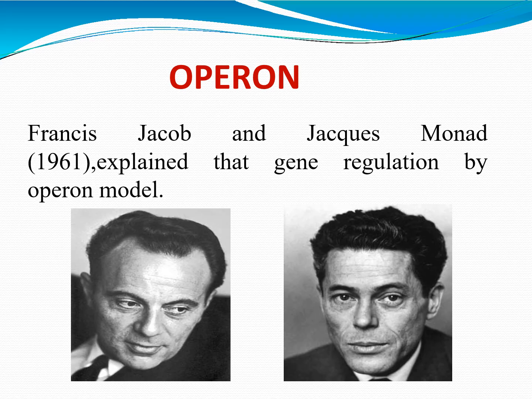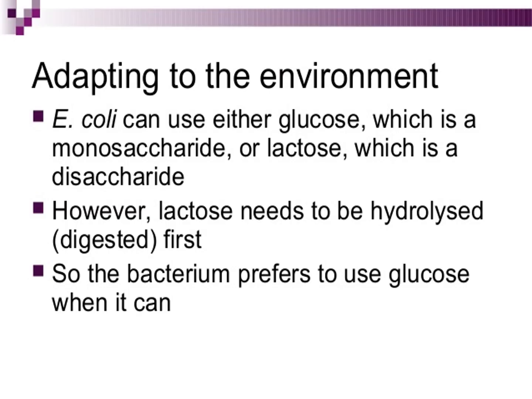This operon concept was invented by Francois Jacob and Jacques Monod in 1961. They explained gene regulation by the operon model, that means how the genes are regulated in the prokaryotic model system. Now we will see an example to understand the Lac operon concept in E. coli.